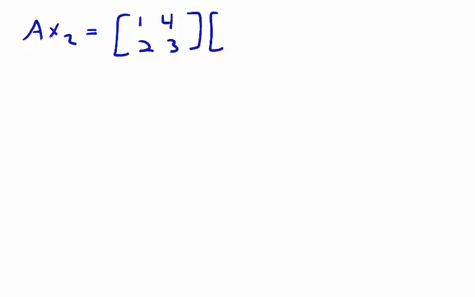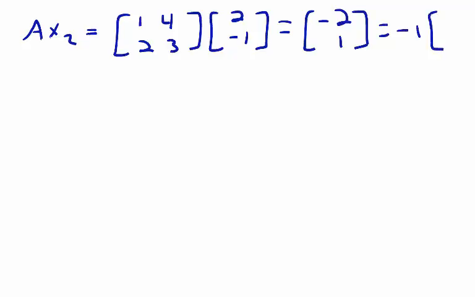Similarly, we'll take matrix A again and multiply it by vector x sub 2. Matrix A has the entries 1, 4, 2, 3. Again, that's a 2 by 2 square matrix. And x sub 2 is our 2 by 1 vector. Here we have 2 and negative 1. Multiplying those together, we get negative 2, positive 1.